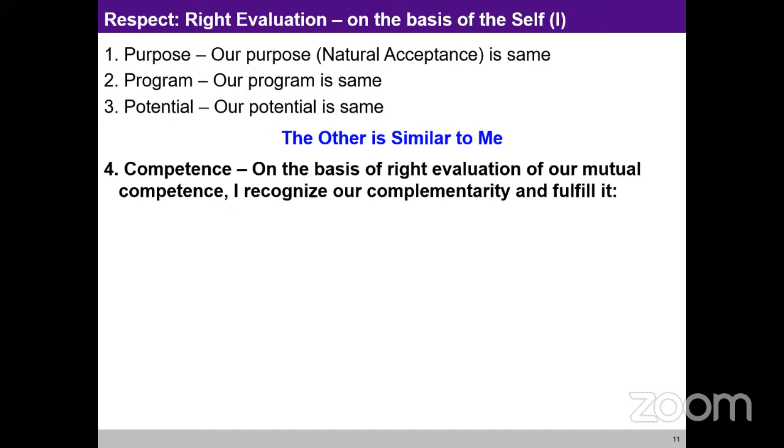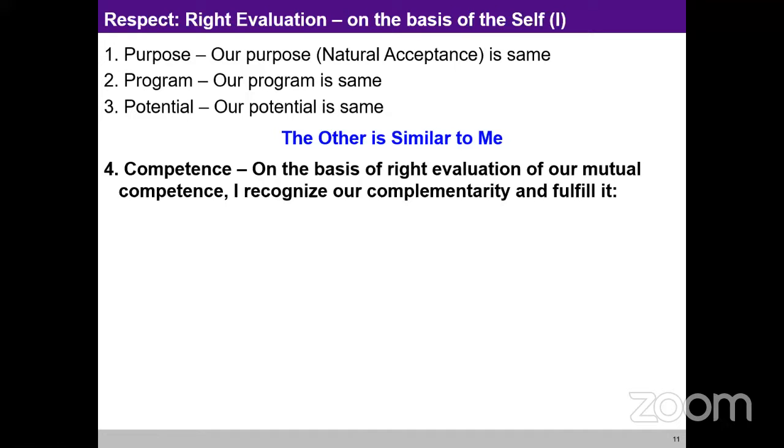So now what I can do is, if the other person has a different competence from mine, I need not show the other person as different from me. I need not consider the other person as different from me. What I can also do is rightly evaluate that person's competence. I can rightly evaluate my competence and see how we can help each other, how we can be complementary to each other.